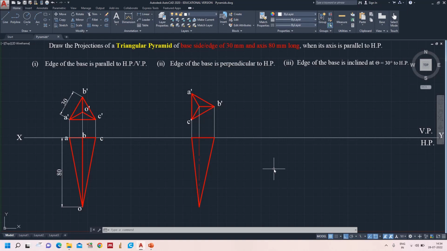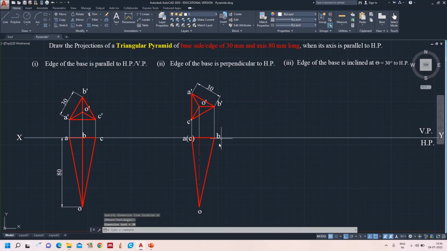Yes. Now text. So A is visible, A dash C dash. When you see from the top, A is visible, C is not visible, A of C, and this is B, and this is the apex point O, and this is O dash. Perfect. Now with this, the edge of the base is perpendicular to HP case also finished. We'll give the dimension for this one.